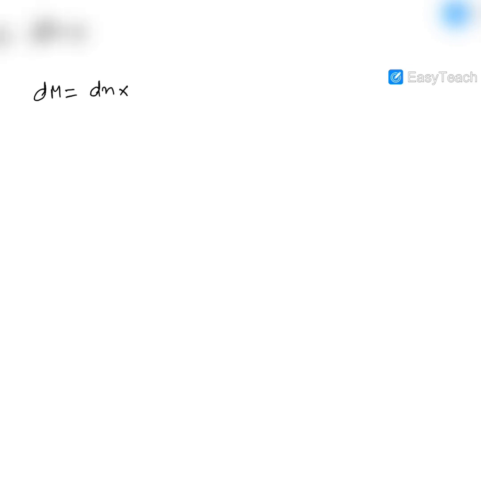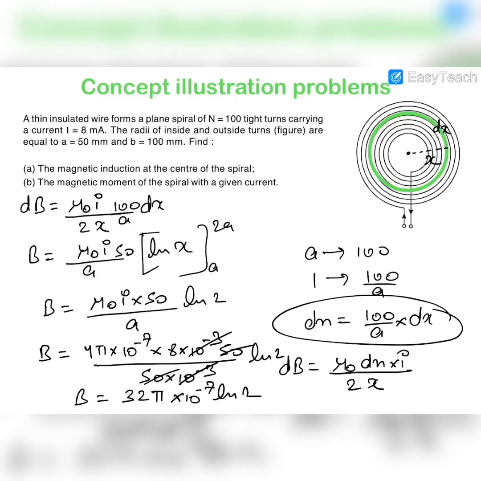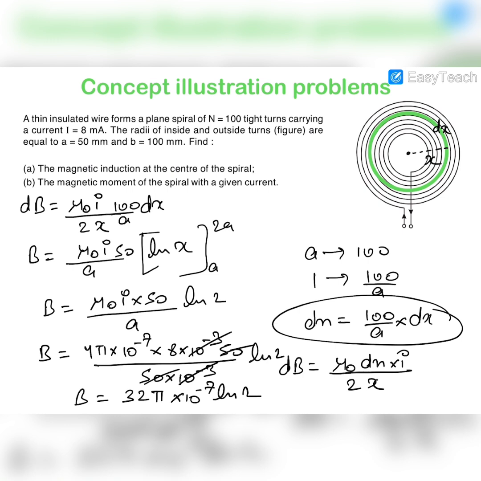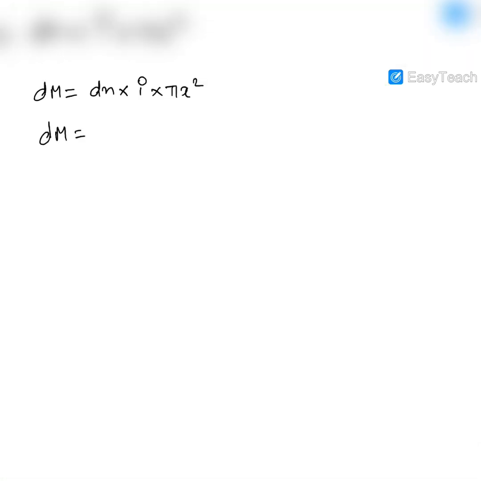dN is the number of turns, I is the current flowing through this spiral, and A is the area bounded in the element, this complete area. So it would be pi x square. So dM will be equal to dN I A, and dN is 100 by a dx. So it is 100 by a dx into I pi x square, integrating.